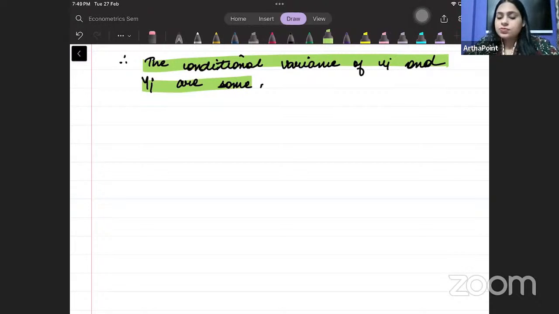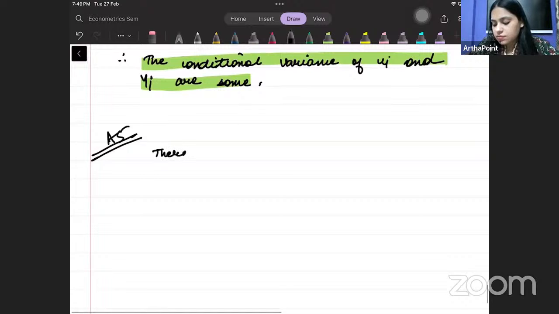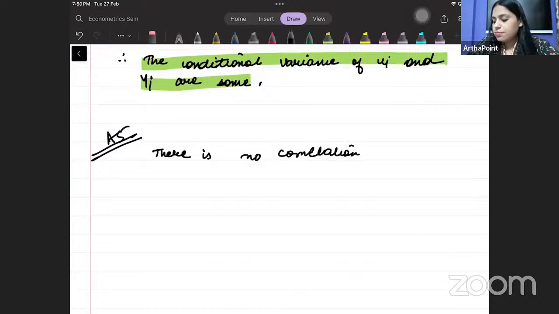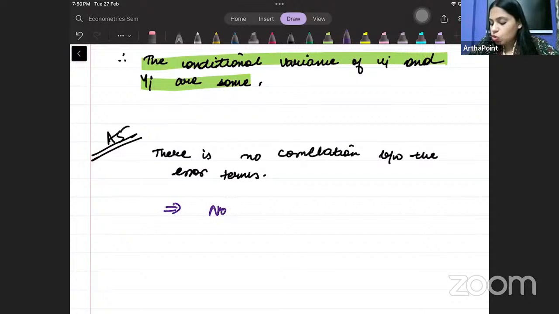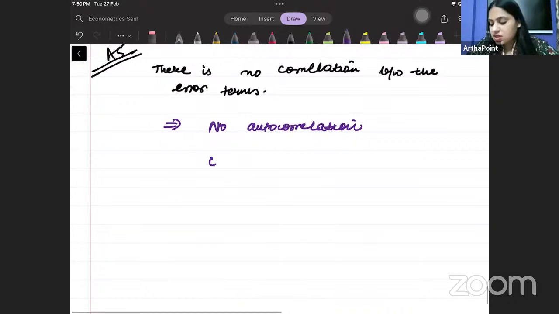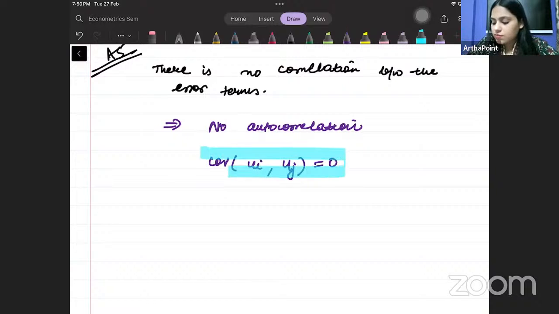Okay, beta. Now, the next assumption, assumption number 5 of the CLRM model, is that there is no correlation between the error terms. There is no correlation between the error terms. That means we can say that there is no autocorrelation. That means the covariance between ui and uj is 0. Try to understand.